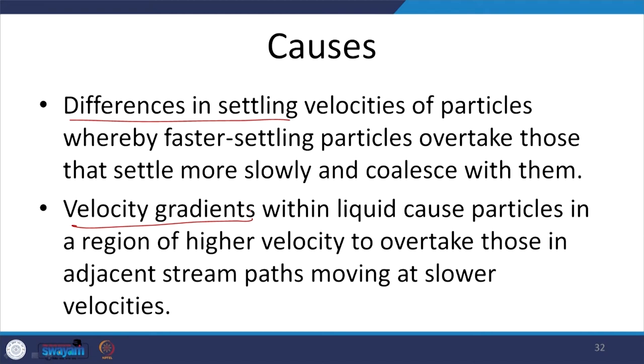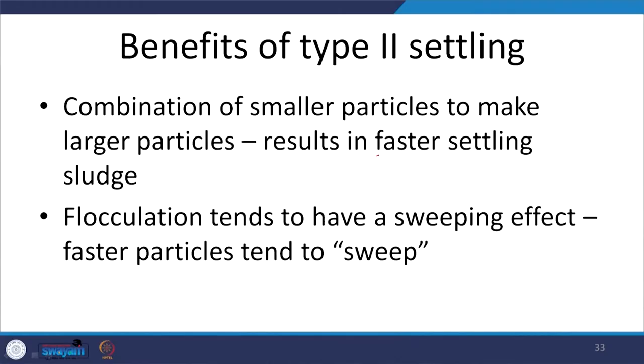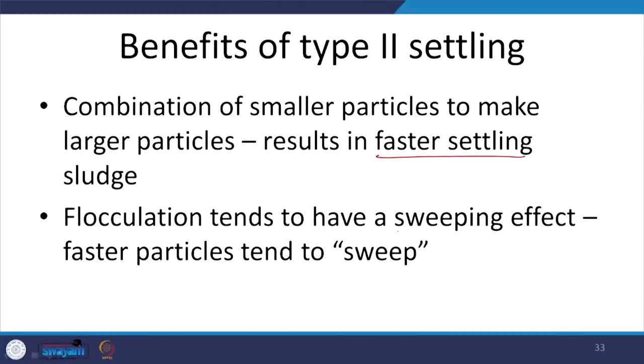And what are the benefits now? When two particles combine, typically I have a bigger particle, and then I am going to observe faster settling. Also, flocs that are relatively smaller at first can get bigger as they settle down. Why is it? Because they have a sweeping effect, and that is why we see sweep flocculation, right, that is something to keep in mind. Faster particles tend to sweep.